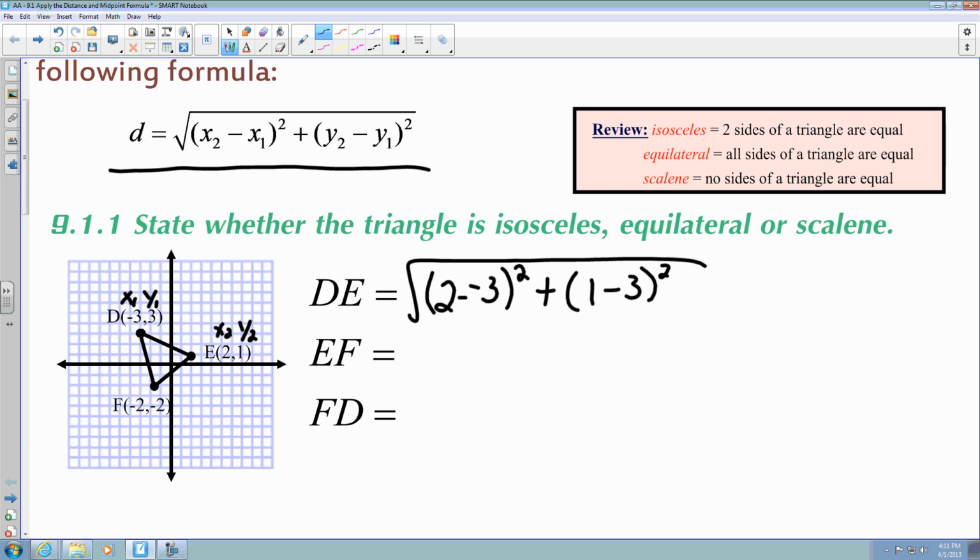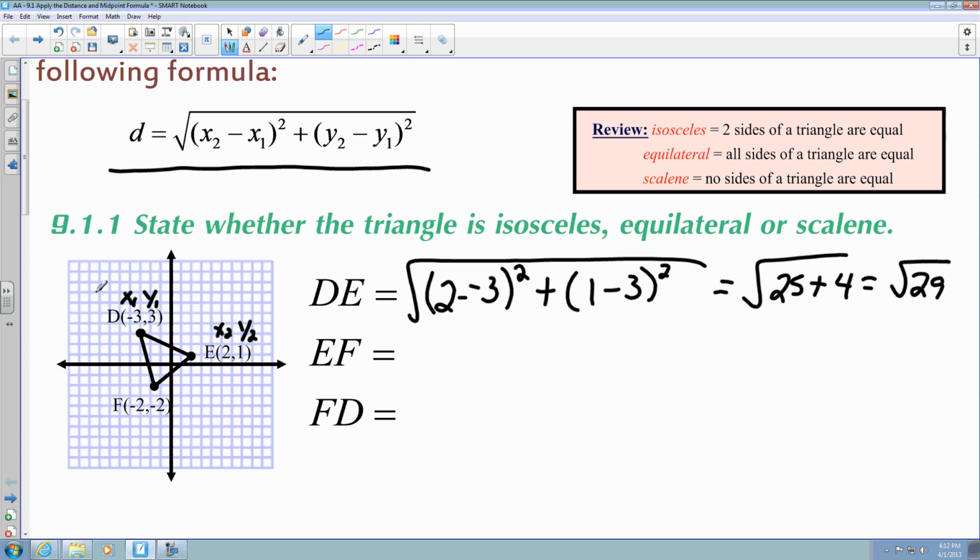Here 2 minus a negative 3 gives me 5, which squared is 25, plus 1 minus 3 is negative 2, and squaring that gives 4. This will equal the square root of 29. So the distance of DE is the square root of 29.